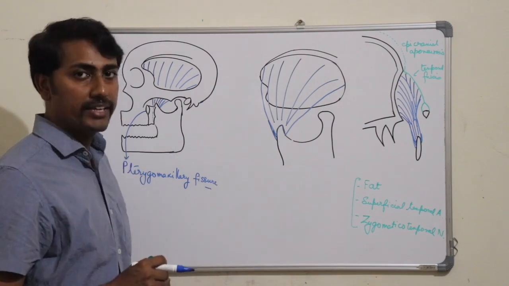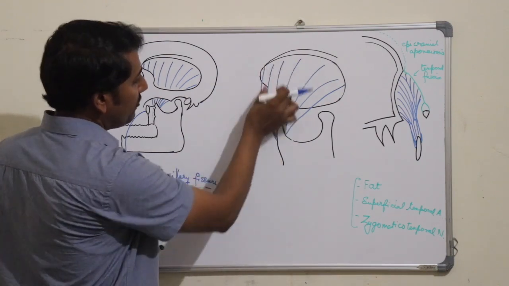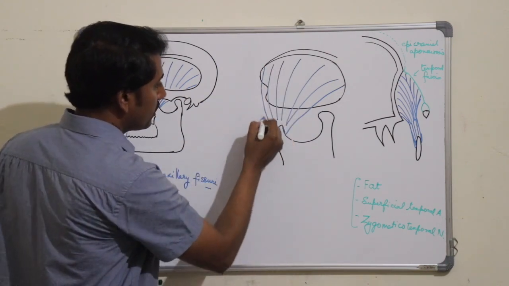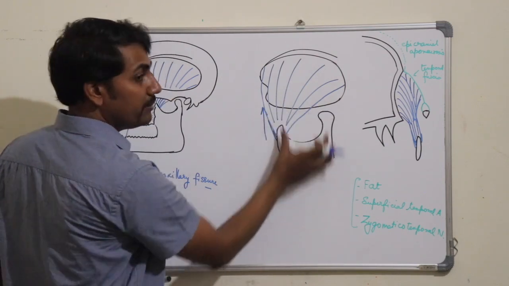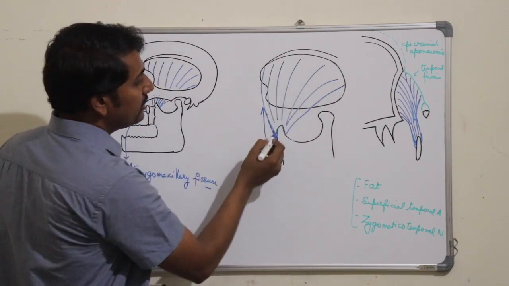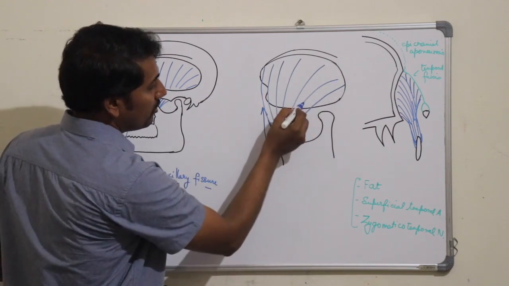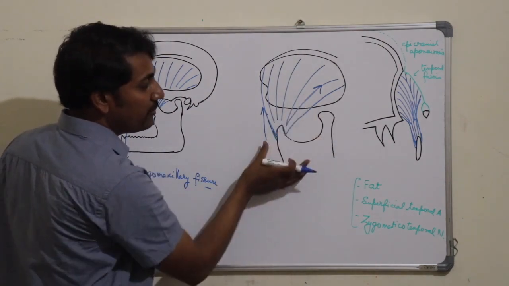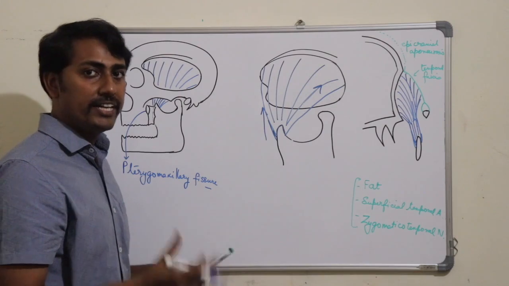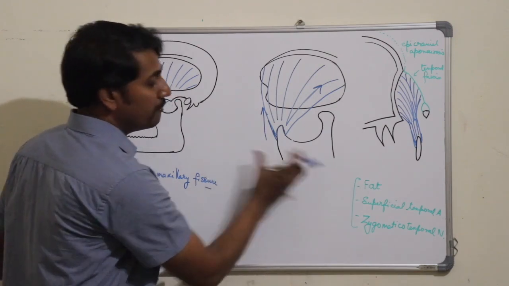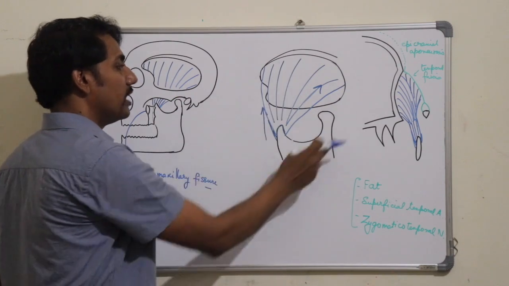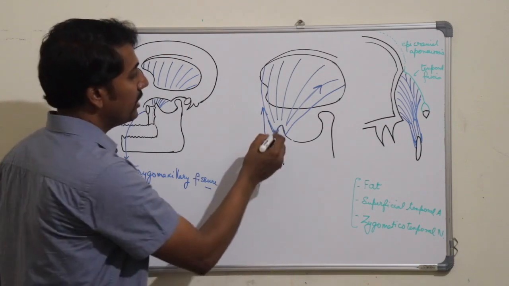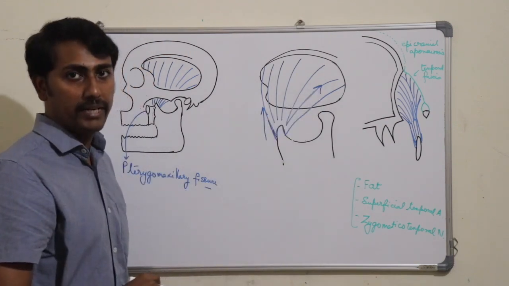By looking into this diagram, we can say these anterior fibers, or the vertical fibers, when they contract, will cause elevation of the mandible, and when these posterior fibers contract, it will cause retraction of the mandible, or we can say retraction of a protruded mandible. Okay, so these two are the actions of the temporalis muscle, that is the elevation of the mandible and the retraction of the protruded mandible.